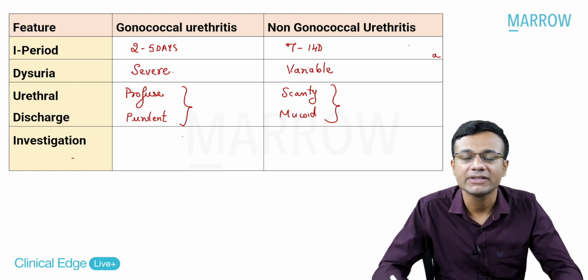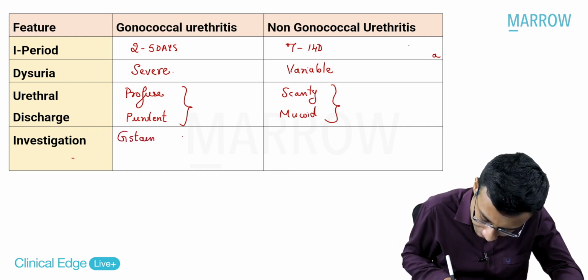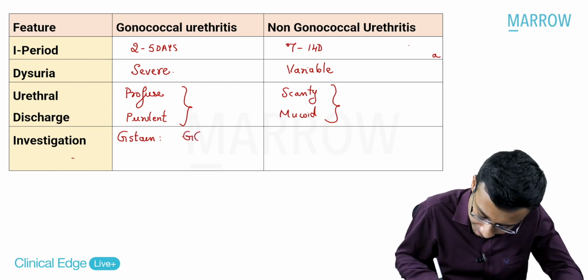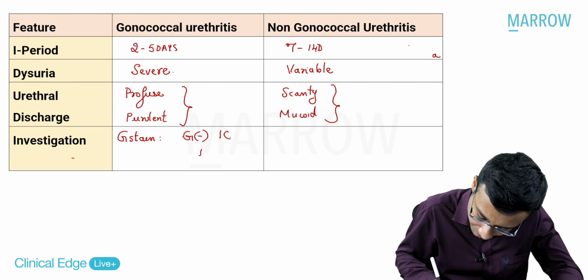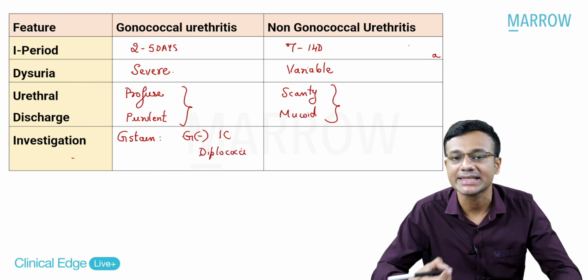Let us now move on to the investigation. In investigation, what do I want to do for gonococcal urethritis? I want to do a gram stain. And on gram stain, what am I looking for in Neisseria gonorrhoeae? Gram negative intracellular diplococci is going to be suggestive of Neisseria gonorrhoeae.